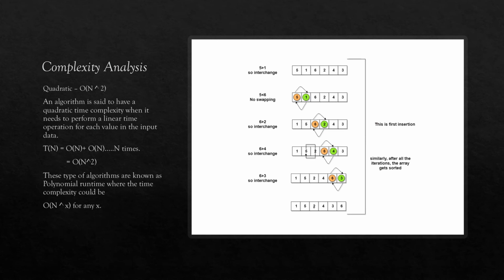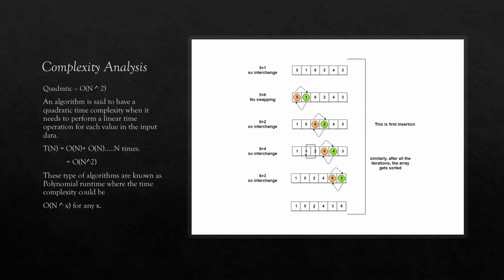Quadratic time complexity, or O of n squared. An algorithm is said to have a quadratic time complexity when it needs to perform a linear time operation for each value in the input data. For example, in this array, we want to sort the integers in increasing order of their value. So we are performing a swap operation between every two elements in the array.